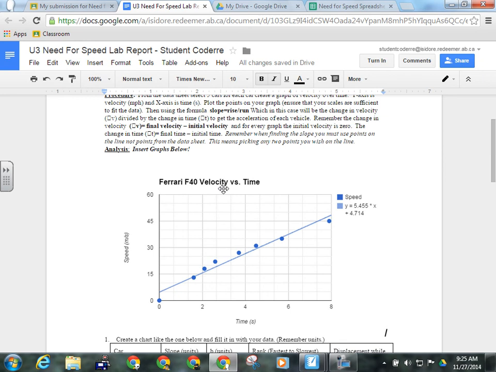Just make sure, guys, that you title them, because if they don't have titles and I can't tell which car it is, it's going to make it very hard for me to check your work, which is probably going to affect your mark negatively. So make sure they have good titles, good axes, and they look sharp.